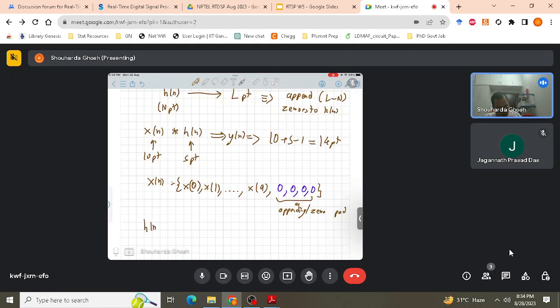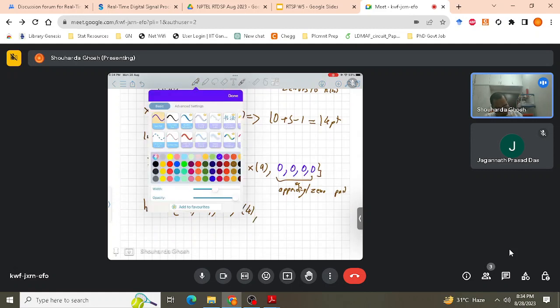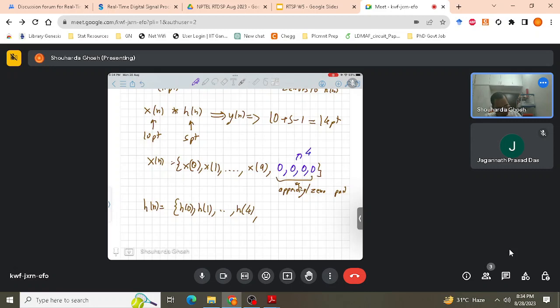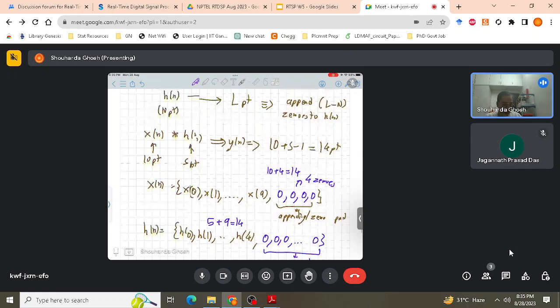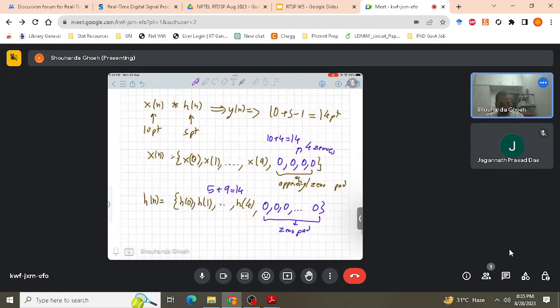Similarly, what can you do with h of n? When you have h of n as a 5 point sequence, h of 0 all the way till h of 4, how many zeros do you append? Here I append 4 zeros, because 10 plus 4 is 14. And here I have 5, and what do you add to get 14? 9. So you have 0 0. We again do a zero padding. So this is what we do in order to ensure that our result is proper.